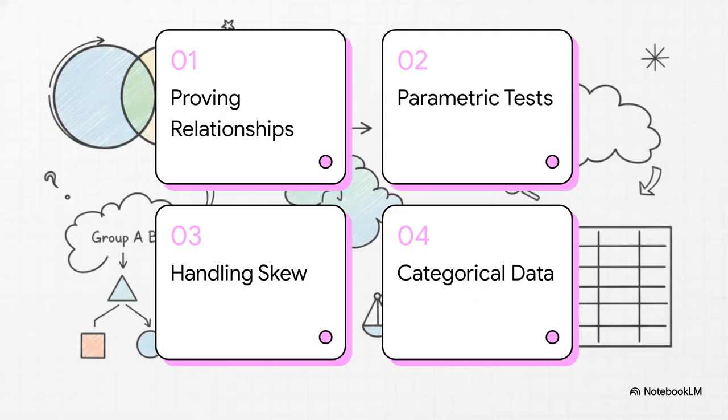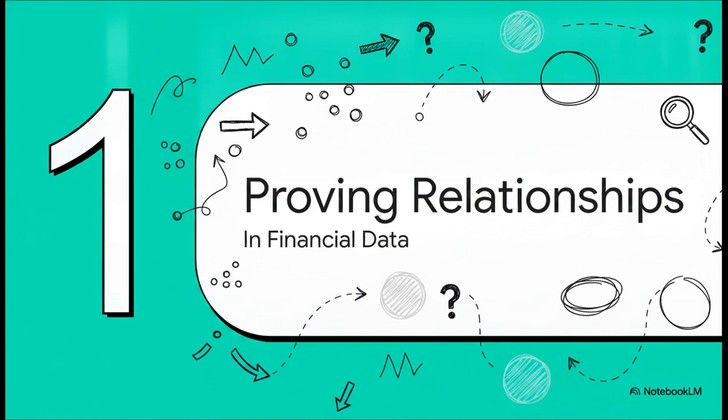Okay, let's quickly glance at our roadmap for today. We'll be sequentially unlocking 3 major statistical tools to figure out if variables are connected. First, the Pearson t-test, then the Spearman rank correlation, and finally, the chi-square test for categorical data. Section 1, Proving Relationships in Data. Let's get right into it.